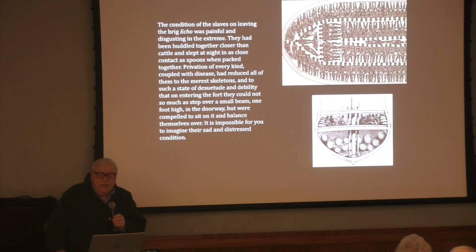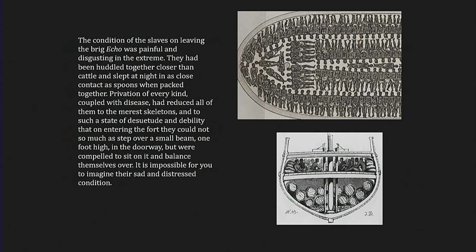So that the condition of the slaves on leaving a ship called the Echo was painful and disgusting in the extreme. They had been huddled together closer than cattle and slept at night in as close contact as spoons when packed together. Privation of every kind, coupled with disease, had reduced all of them to the merest skeletons and to such a state of destitute and debility that on entering the fort, which means where they would actually be sold at auction, they could not so much as step over a small beam 1 foot high in the doorway, but were compelled to sit on it and balance themselves over. It is impossible for you to imagine their sad and distressed condition.